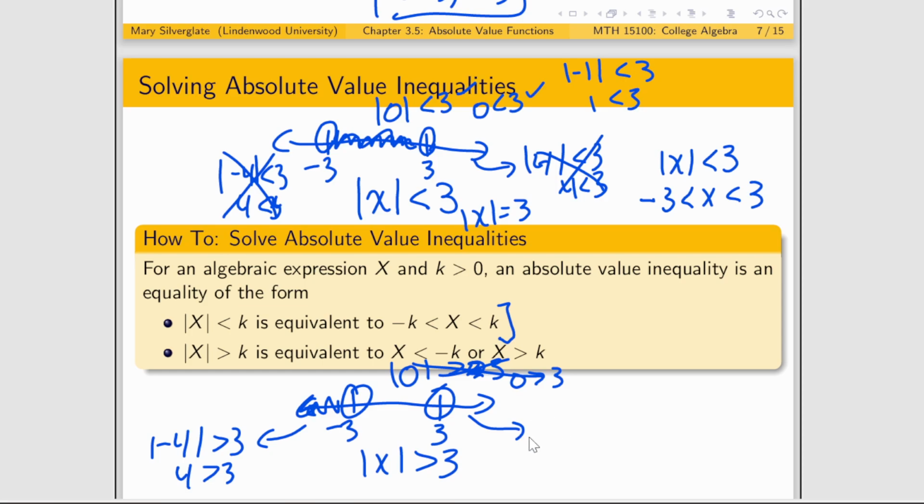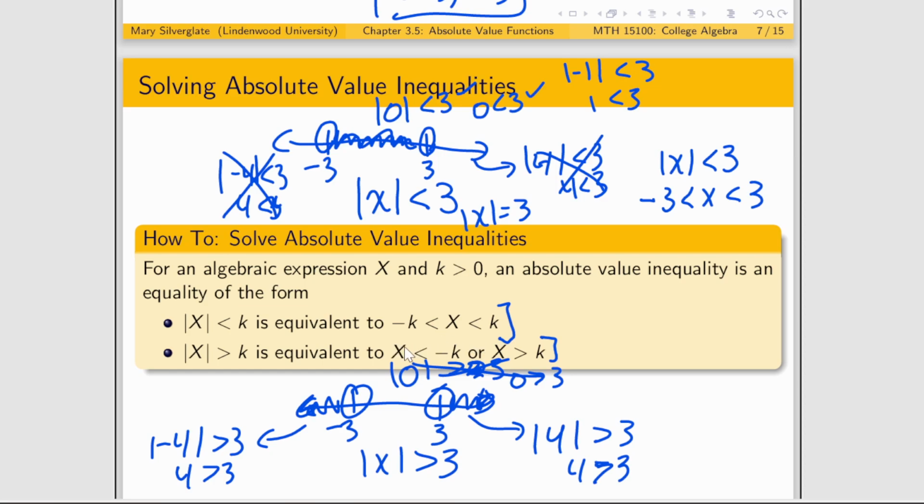What about something more positive than 3, such as positive 4? Is the absolute value of positive 4 bigger than 3? Yes, it is. 4 is bigger than 3, so this end works. So if I have the absolute value of something being bigger than a number, that's equivalent to this or statement. So greater than becomes an or statement where you are more negative than the negative or more positive than the positive.